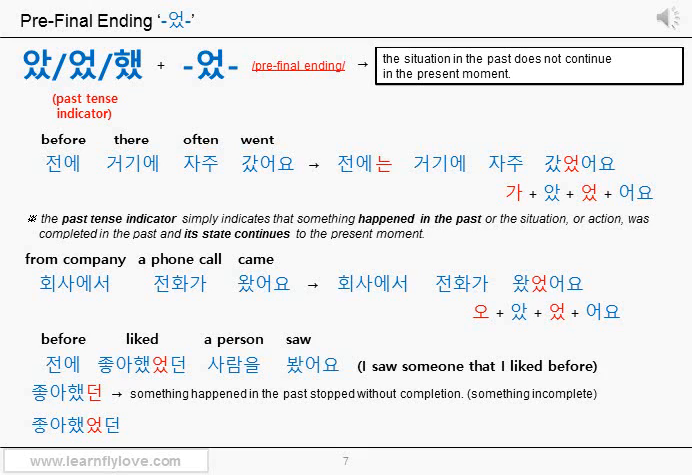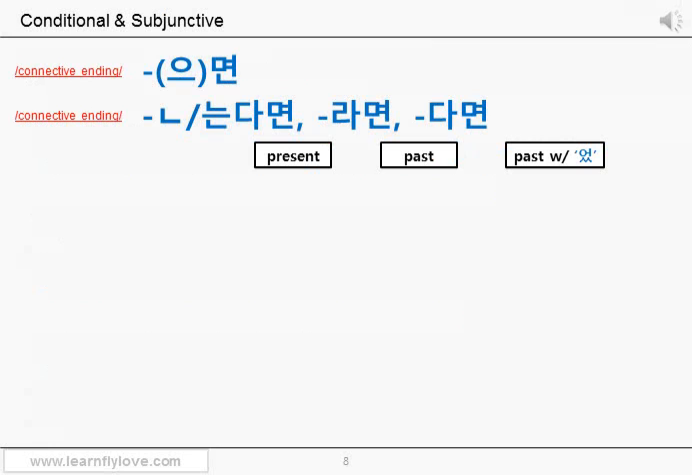Most of the cases, it's clear enough, but if you want to sound clearer that you don't like this person anymore, you can add a pre-final ending ot. 좋아했었던 sounds more like you liked this person before but not anymore. Okay? Very good. Let's learn about the various conjugation with 으면 and 다면.